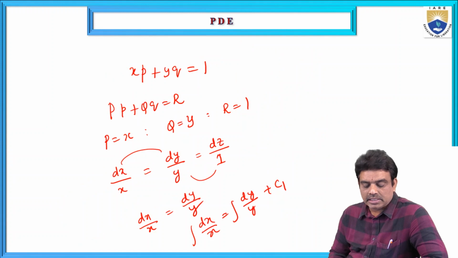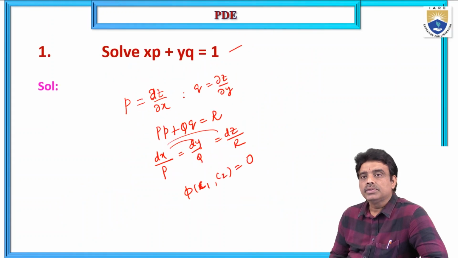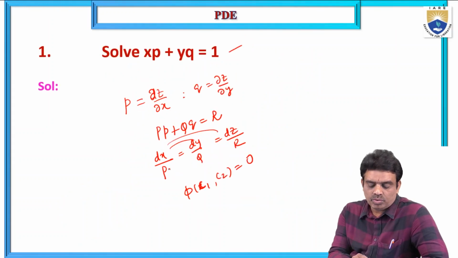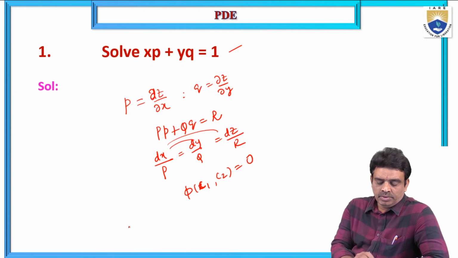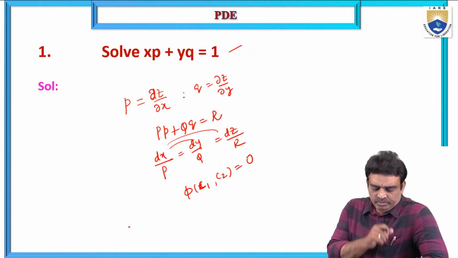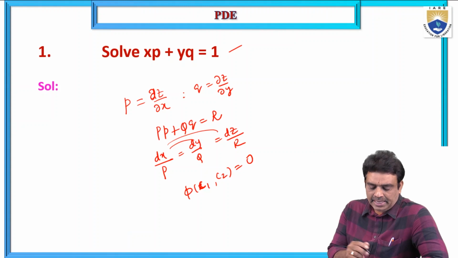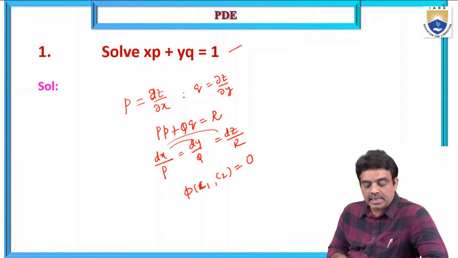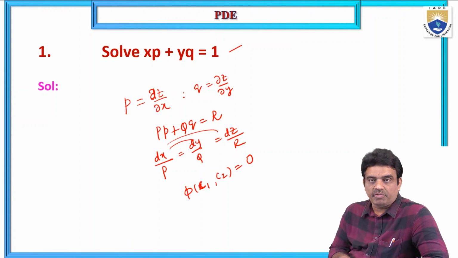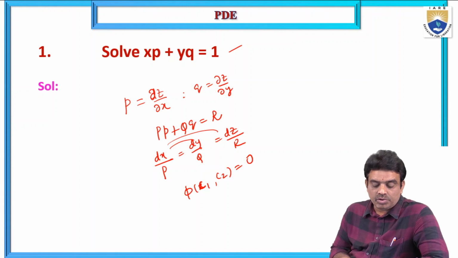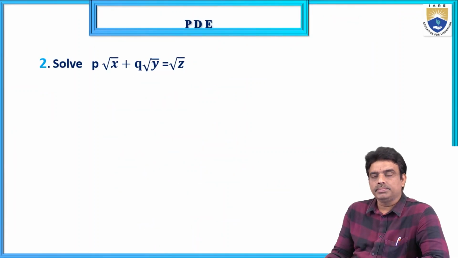So we have to consider the subsidiary equations, and we take either the first and second, second and third, or first and third, two relations, and then solve the equations to get the solution in the form phi of C1 comma C2 is equal to 0. And see the next problem.